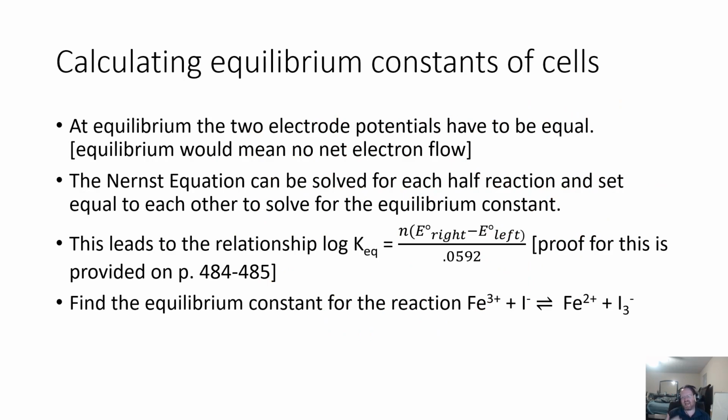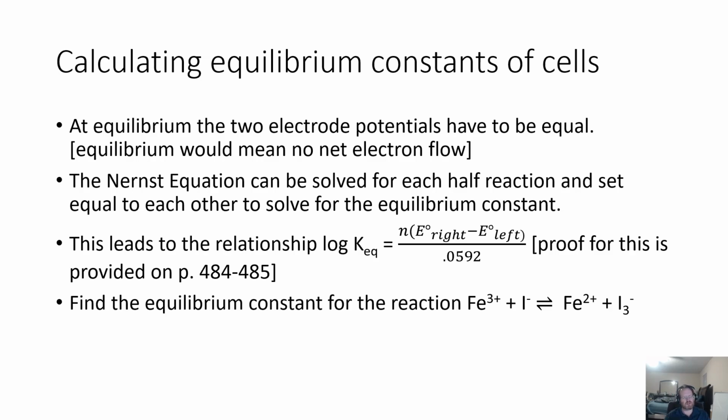So we can actually calculate an equilibrium constant from using a cell. At equilibrium, that means that we have no net change in electron flow, because the forward and backward reactions exactly match, in that we make one thing as fast as we get rid of it. As a reminder from earlier in class, the Nernst equation can be solved for each half reaction, and we can set those equal to each other to solve for the equilibrium constant.